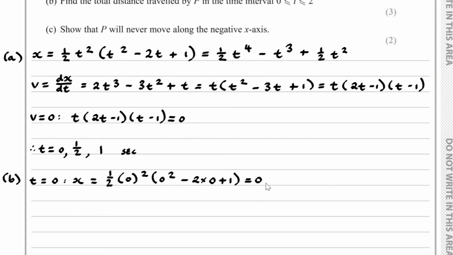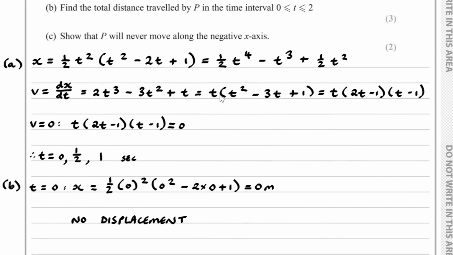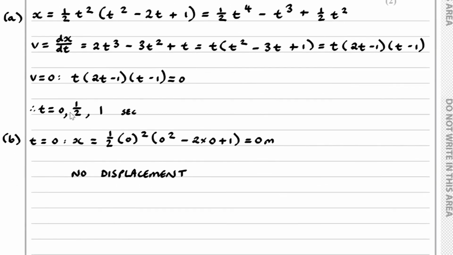And what we can therefore conclude over here then is there's no displacement in this case. Now let's see what happens at our next critical value, t equals 1/2.